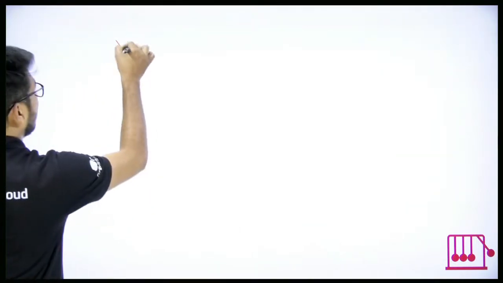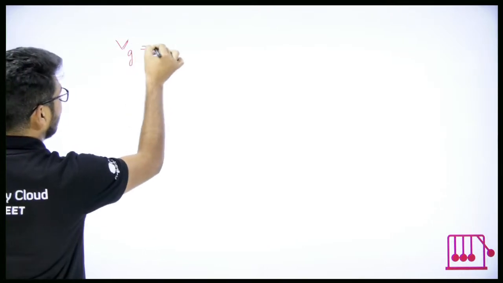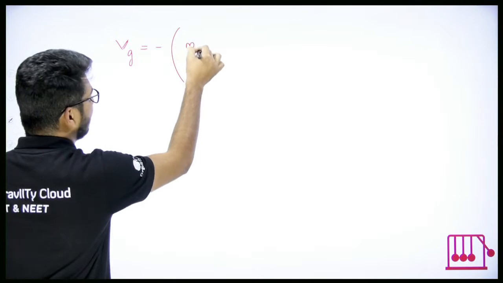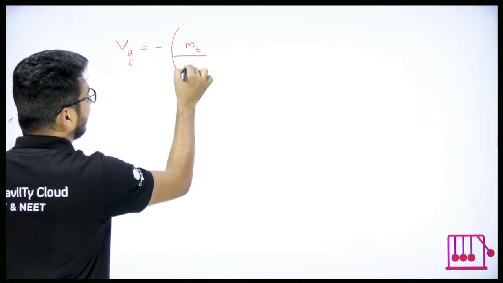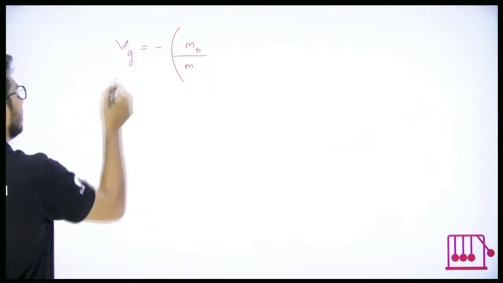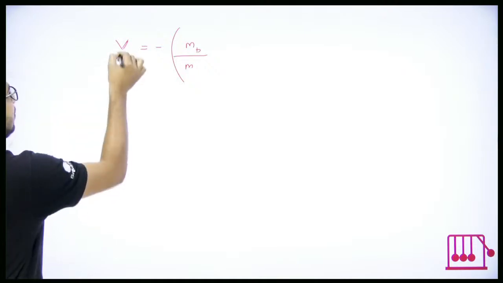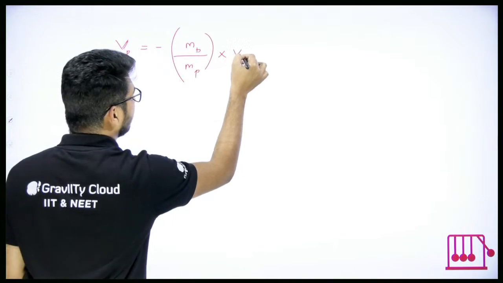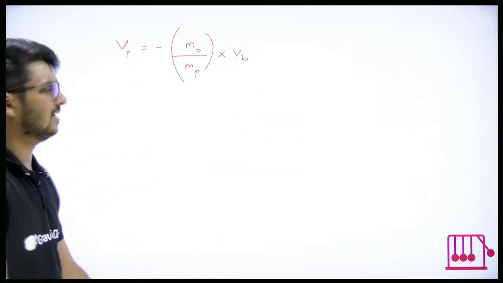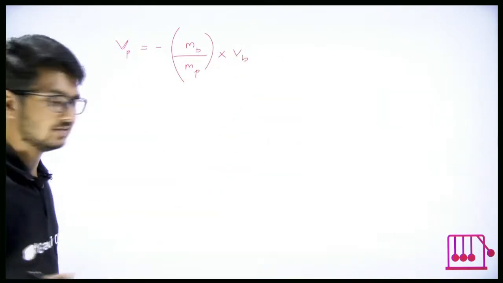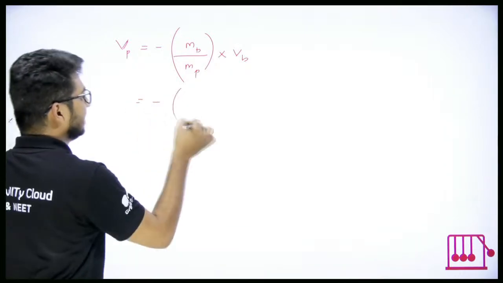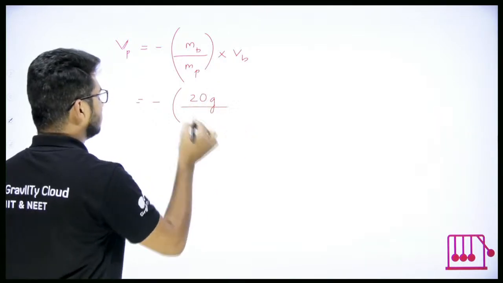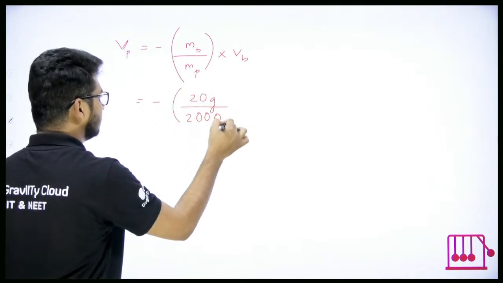What is the formula? Recoil velocity of the gun will be equal to minus, we are using Vg, in the numerator it will be mass of bullet Mb upon Mg. Here we have pistol, right? So in place of gun, we are taking a pistol here, mass of pistol into velocity of the bullet. Simple, directly substitute and we'll get the answer. So it is minus here. What is mass of bullet? 20 grams. And mass of the pistol is 2000 grams.